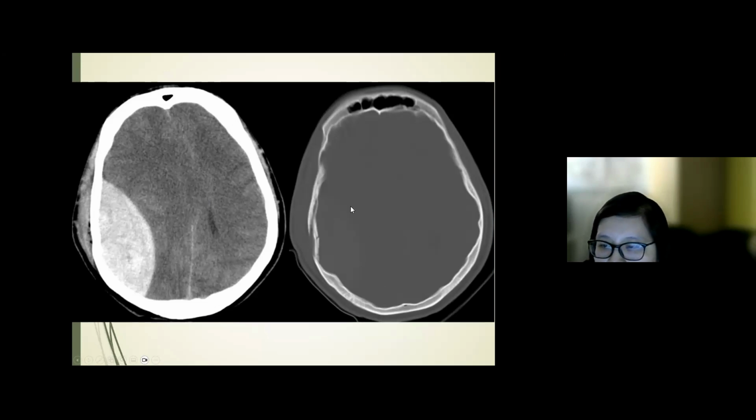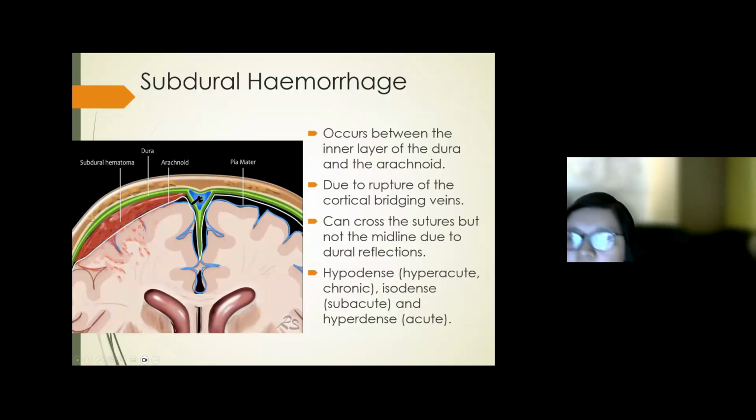So in the bone window, we can see that there is a comminuted depressed right parietal fracture as well. Now, moving on to the subdural hemorrhage. It occurs between the inner layer of the dura and also the arachnoid. It's due to the rupture of the cortical bridging vein. So it's different from extradural hemorrhage.